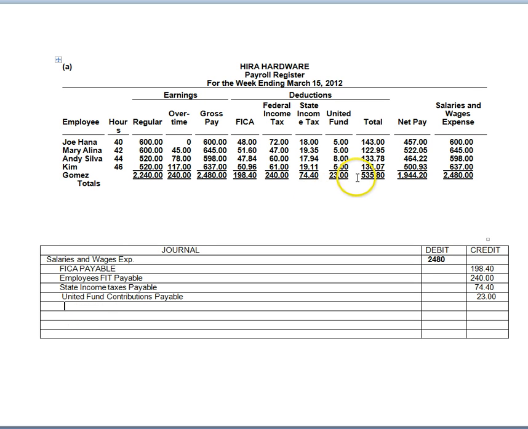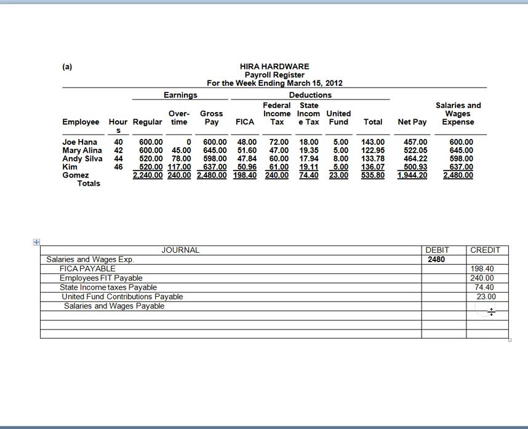Okay, we know the formula would be to take the total deductions. They didn't label that, but like we showed in the previous video, if you took the gross pay of 2480 minus the total deductions of 535.80, you'd get the net pay of 1944.20. So typically that is credited first to salaries and wages payable.